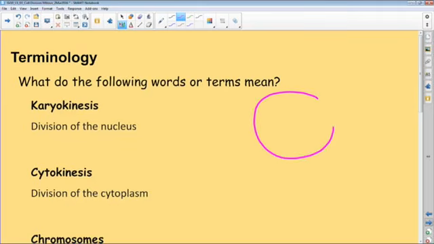I want to draw a little diagram for you so that when you look at a picture, some of the terms might be easier to understand. When we draw a cell, I'm going to draw a very simple cell, with a nucleus. What I've drawn is some cytoplasm and a nucleus.